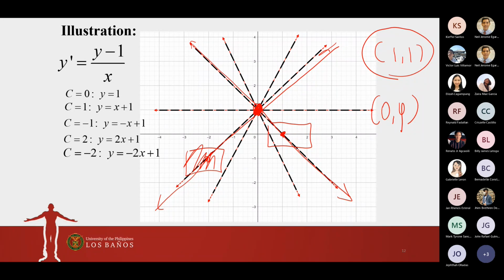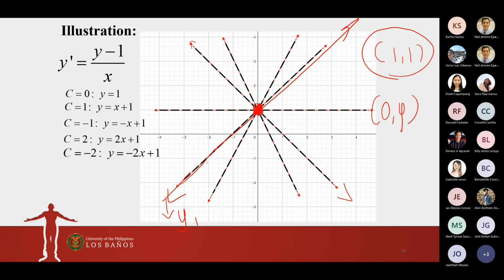Look at (0, 0). How many possible solutions can we get that pass through (0, 0)? We said that to get an integral curve, or the graph of a solution, we simply follow the directions, the line elements, the direction field passing through (0, -1). One of them is this guy, right? It passes through (0, 1), it's one direction field. So this is one solution.